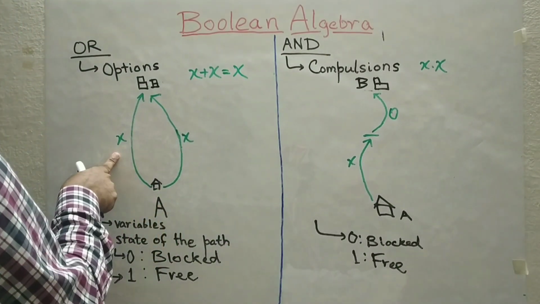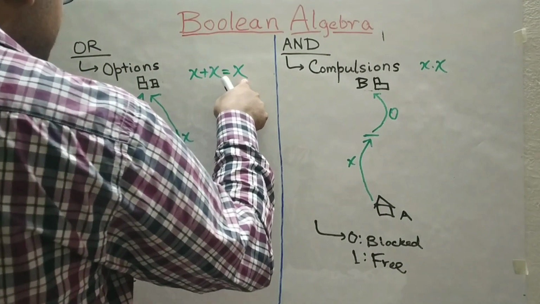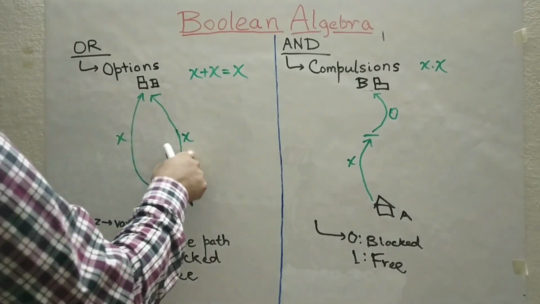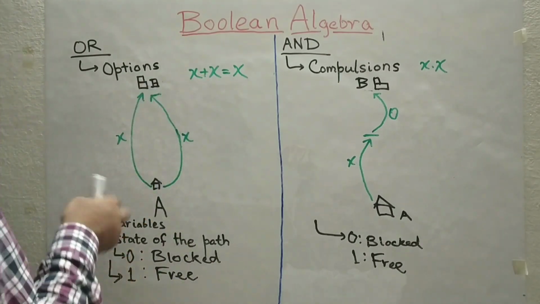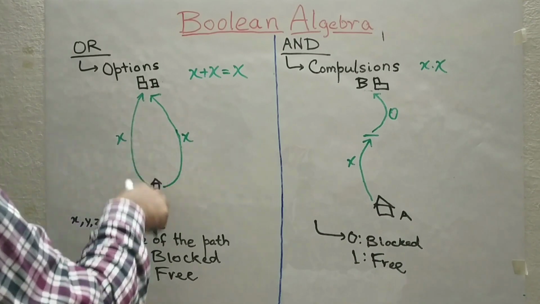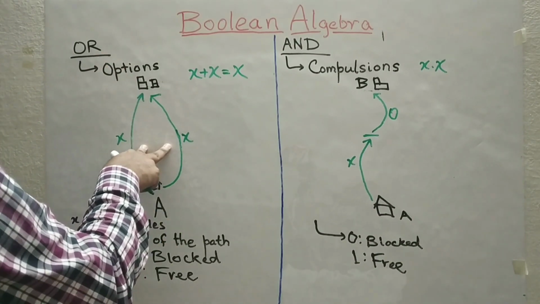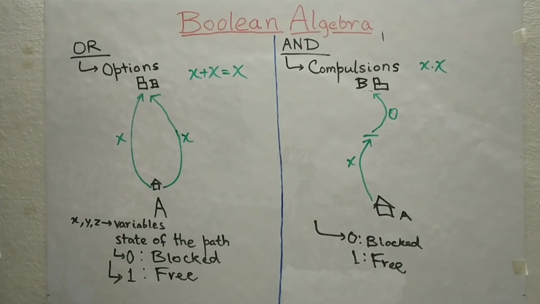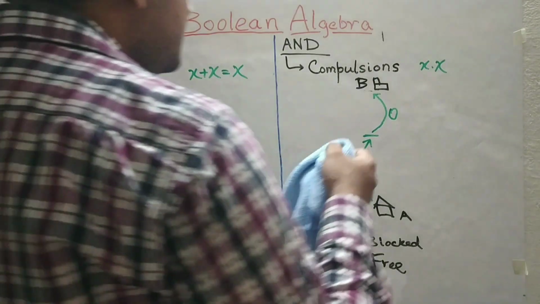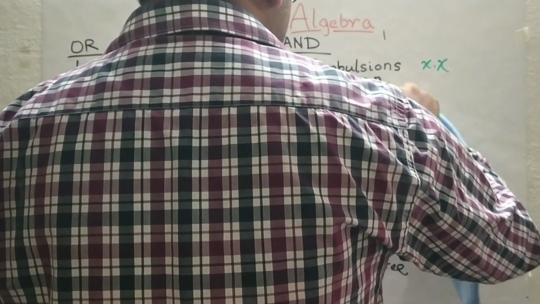So if this one is free, this is also free, then the output is free. If this is blocked, then this is also blocked, then the output is blocked. If both the paths are free, then you can go. If both the paths are blocked, you cannot go. As simple as that. And here, replacing the 0 with an x.